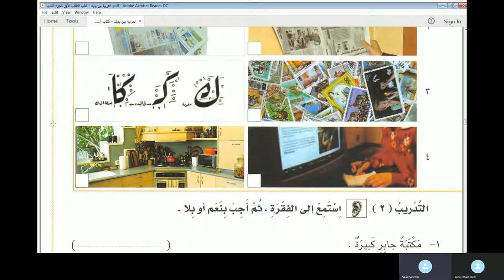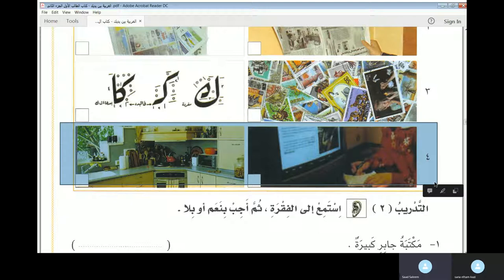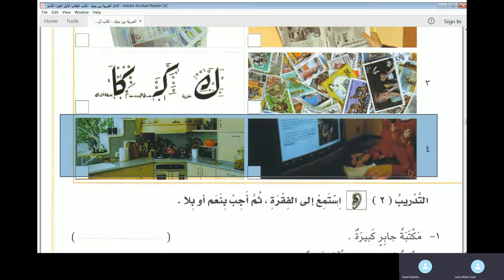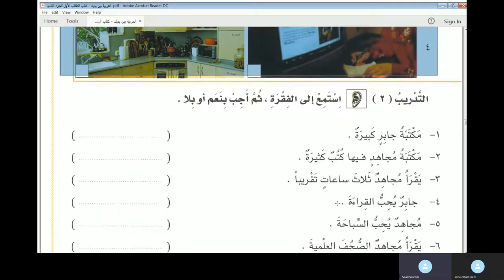Okay, number four. We have two more pictures. Which society do you choose? I choose the housekeeping society. The last two pictures, the housekeeping. Second picture, okay.